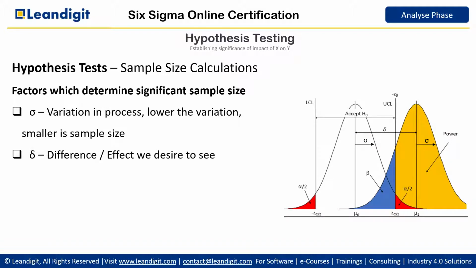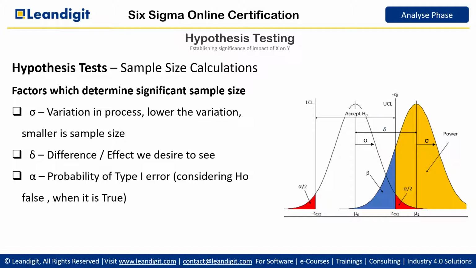The second parameter which determines sample size is the effect that we desire to see. If we make a change in the process, we want to see how much difference there is from the present value to the other value. This is called delta. Whenever this delta is small, we need to take a bigger sample size. When this delta is big, the sample size is smaller.